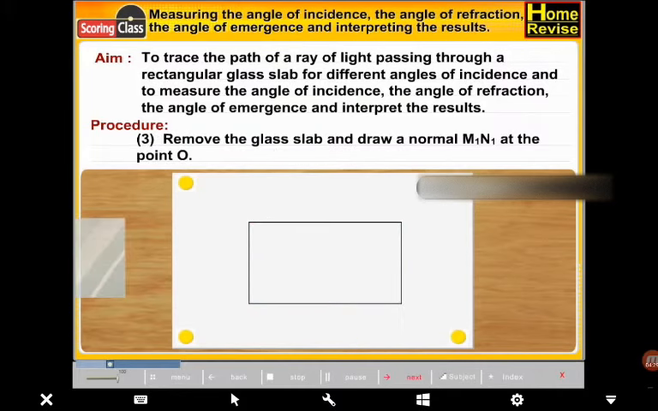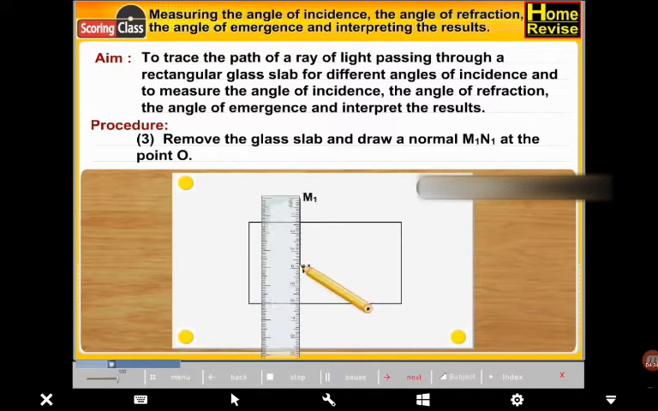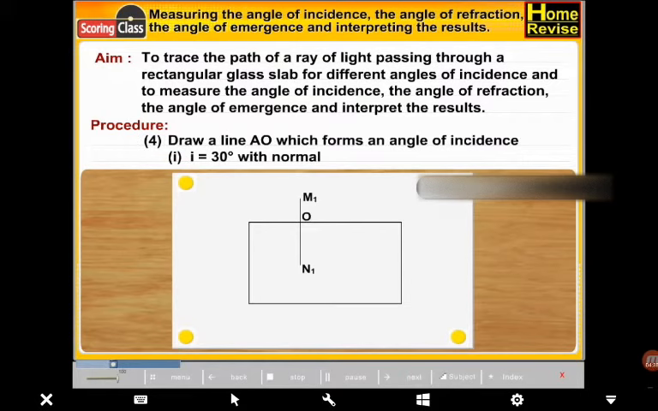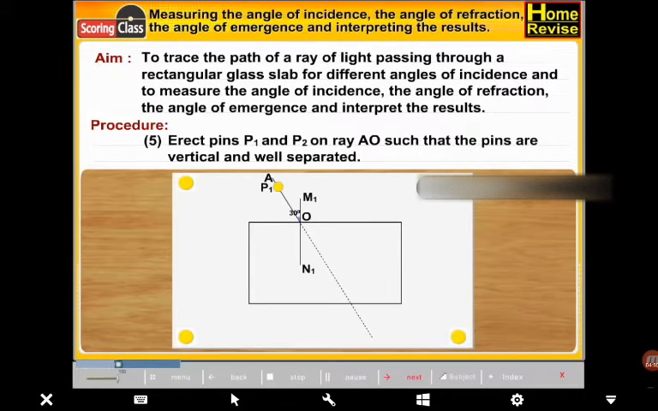Remove the glass slab and draw the normal M1N1 at the point O. Draw a line AO which forms an angle of incidence i of 30 degrees with the normal M1N1. Erect pins P1 and P2 on the ray AO such that the pins are vertical and well separated.